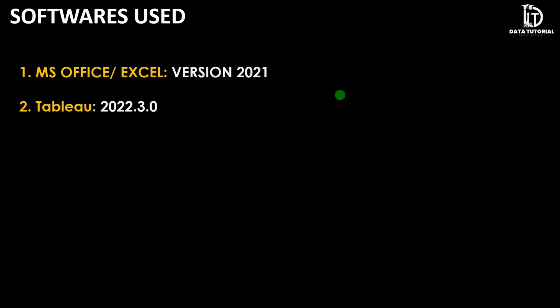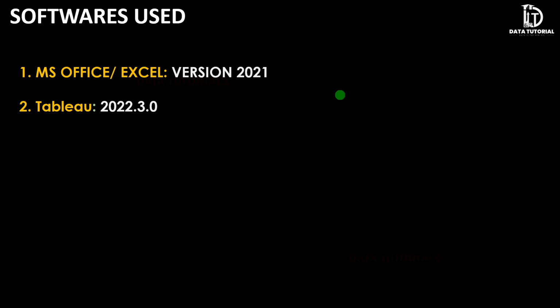Then the second one, Tableau, the main software in which we are going to build this dashboard, and the version which we are using is 2022.3.0. I would recommend you to download the latest version. Okay, so always use the latest version. I am using the 2022 version right now, but you can use any version greater than 2021. All the functionalities which we are using in this dashboard will be available in those versions, so you will not face any problem.